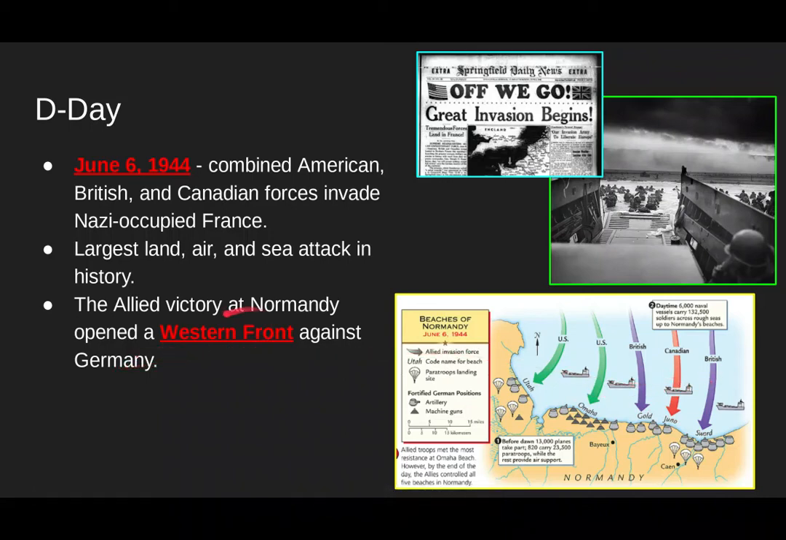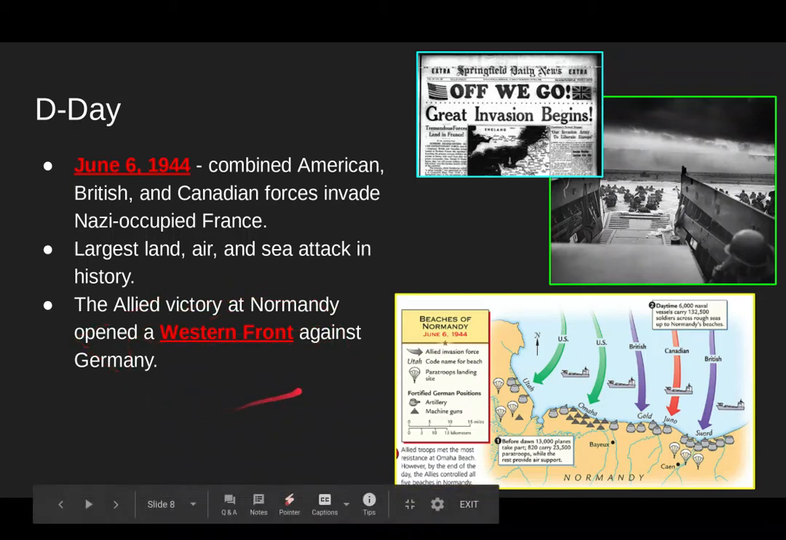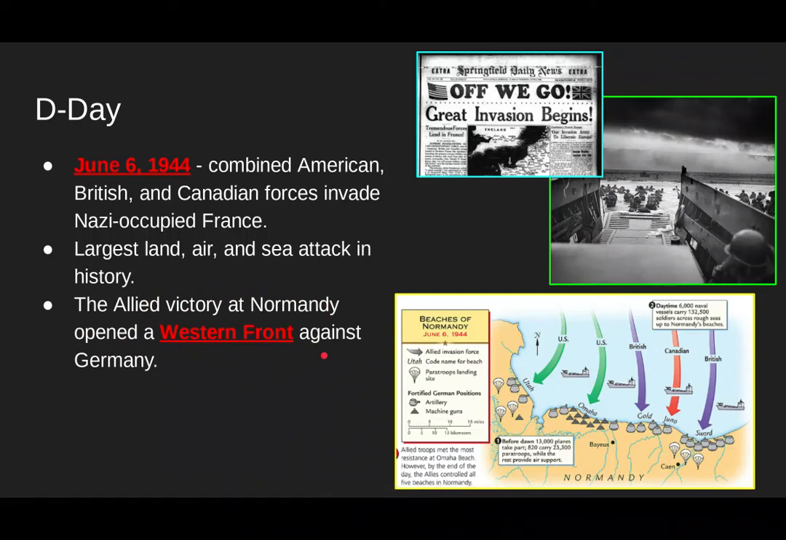And this was a major Allied victory. This is a huge, huge victory for the Allied powers. It gives them a foothold in France, and it opens up that much-needed Western Front. So Germany is now in a position where they have to fight a two-front war, just like in World War I. They've got to fight the Russians or the Soviets in the East, and now they've got to fight the Americans and the British in the West.